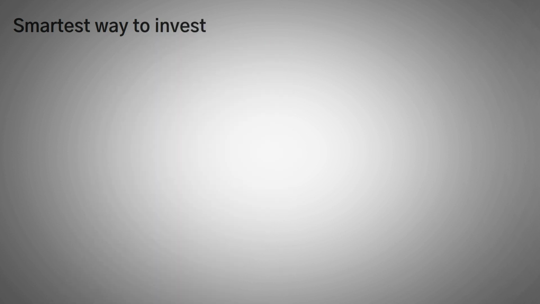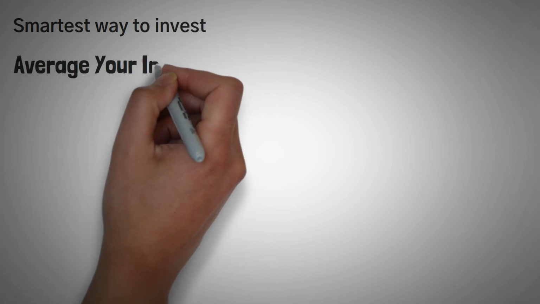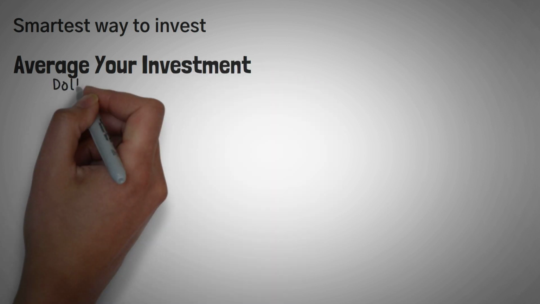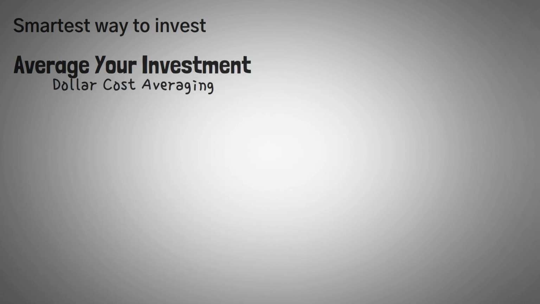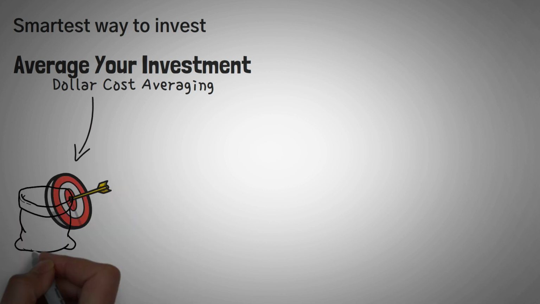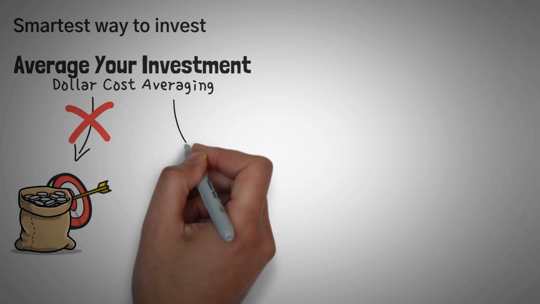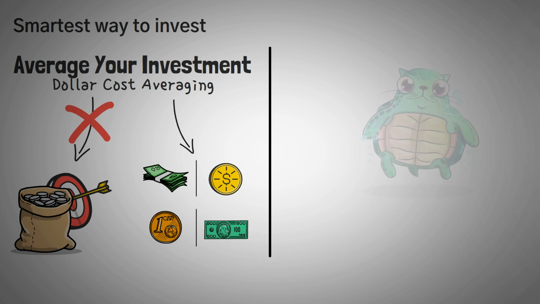Well, when it comes to the mathematically smartest way to invest in a project that you believe in long term, the solution is simple. You should average out your investment and do something called dollar cost averaging. This simply means instead of waiting for the perfect moment to buy a lump sum of crypto, you would put in certain amounts at regular intervals.